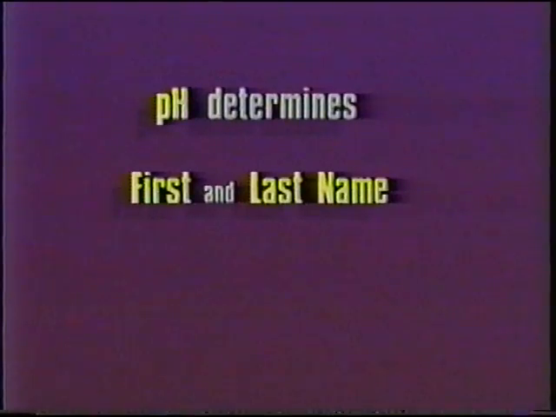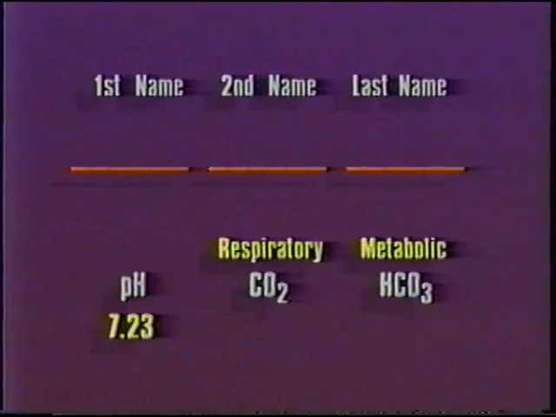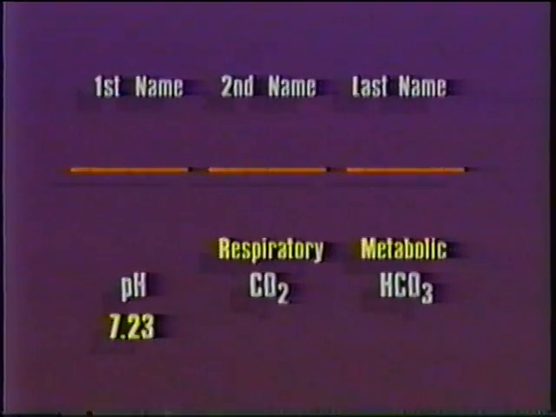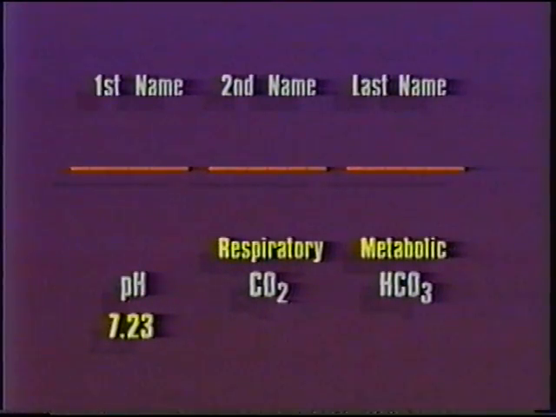The pH always determines the baby's first and last name. In this example, the pH is 7.23. Is this normal? If it is, the baby's first name is compensated. If it's not, the first name is uncompensated. So what is the first name?